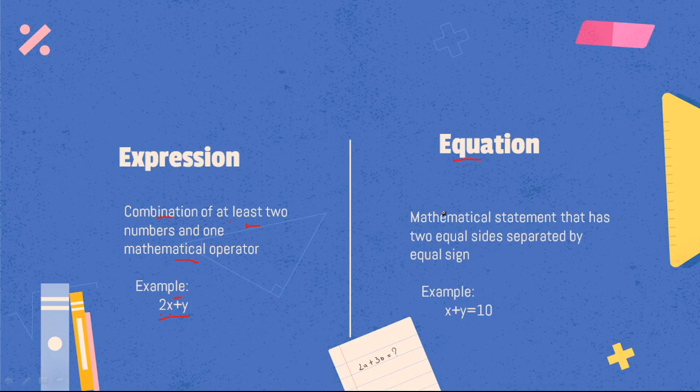What is an equation? A mathematical statement that has two equal sides separated by an equal sign. The word equation leads to the word equate, which means equal. The word itself says there should be an equal sign here. Two expressions, or two variables, or one side an expression and the other side a constant, separated by an equal sign. That's an equation.